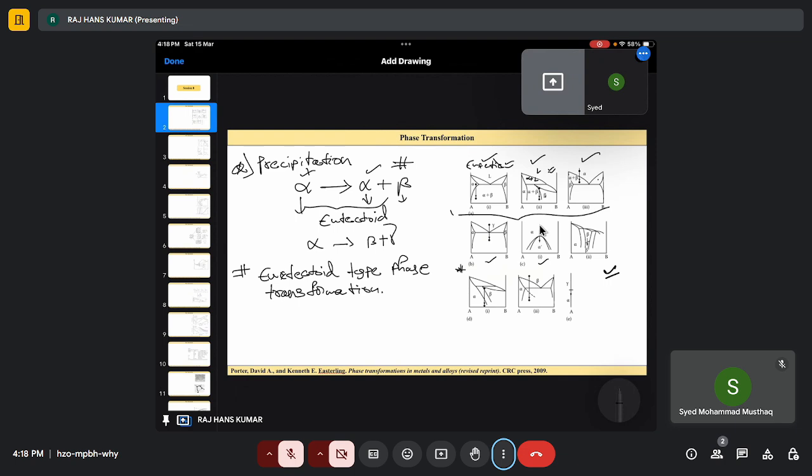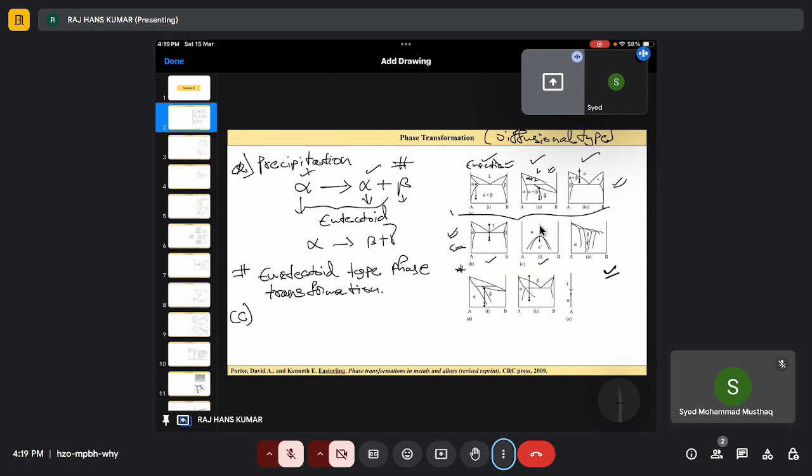Now, what about C? Now, these are phase transformations, right? So these are diffusional phase transformations, diffusional type, where they require the diffusion of atoms. So that's why we call all these types of reactions or transformations diffusional type phase transformations. Now, the first one is the precipitation type, which is according to the eutectoid type phase transformation, right?